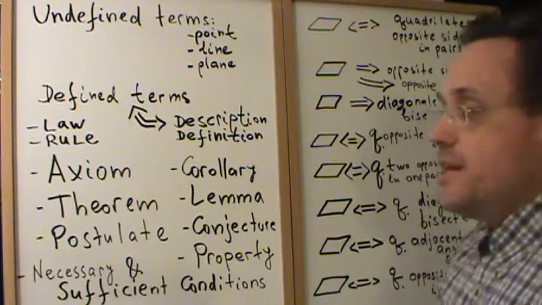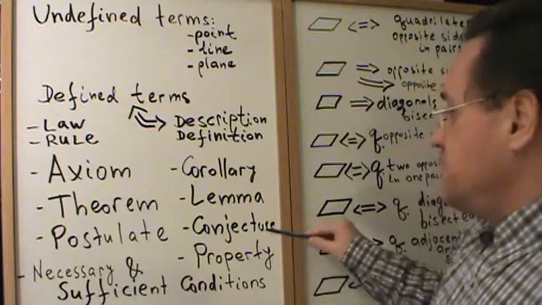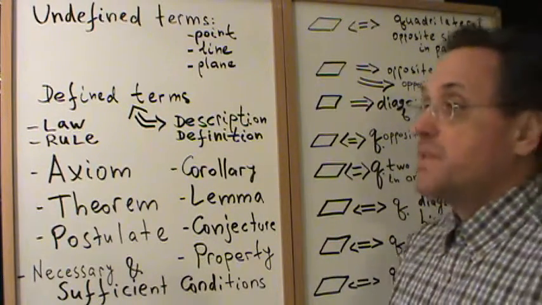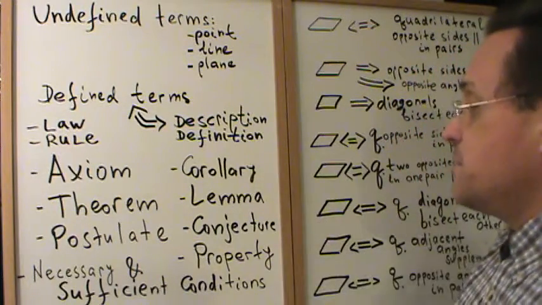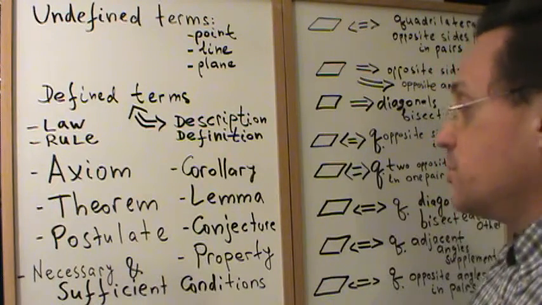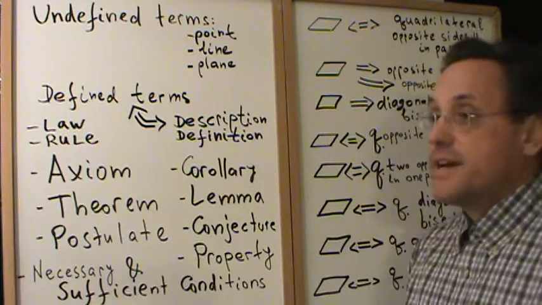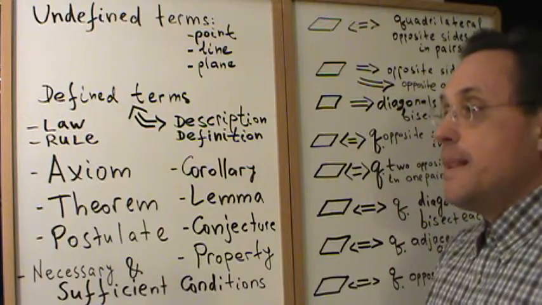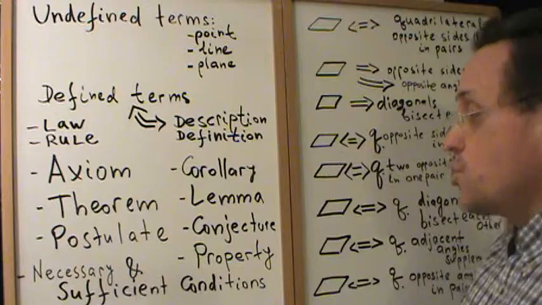A conjecture is a possibly true statement that is not proved yet. So it's like a theorem, but we don't know the proof, and it's possibly true. Property is like a distinguishing characteristic. It's similar to a concept from object-oriented programming.